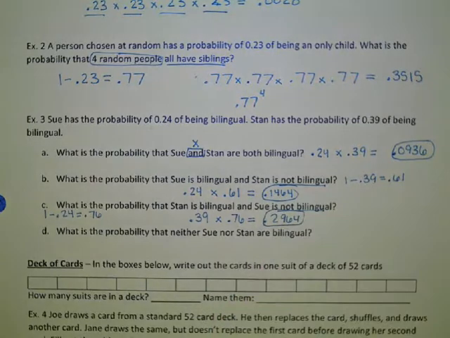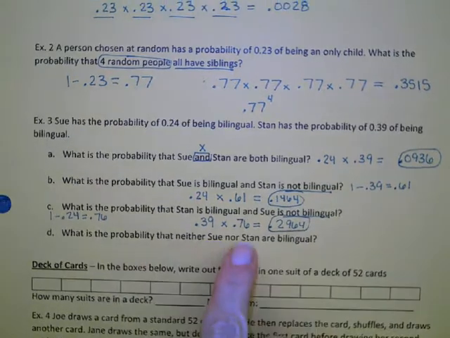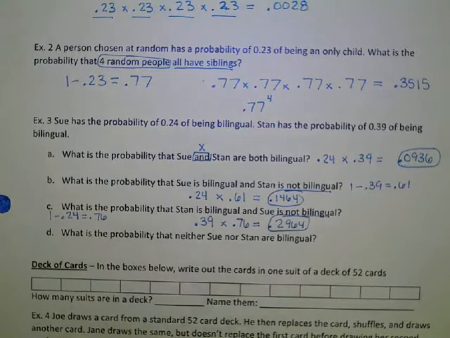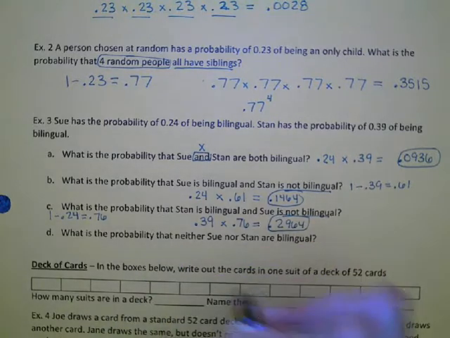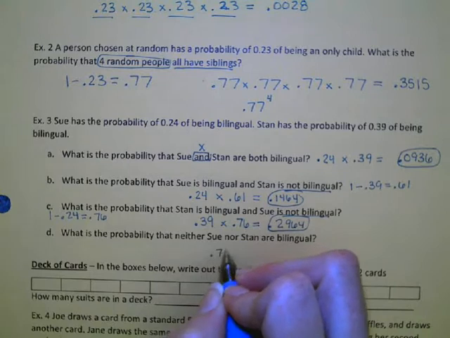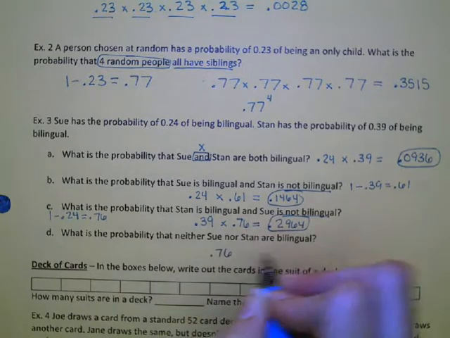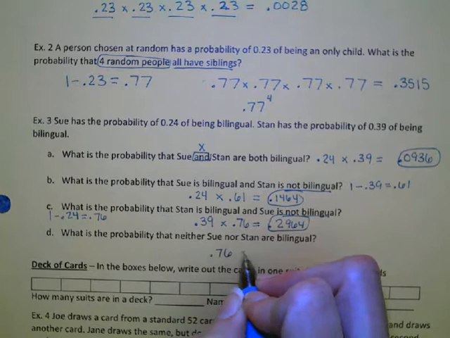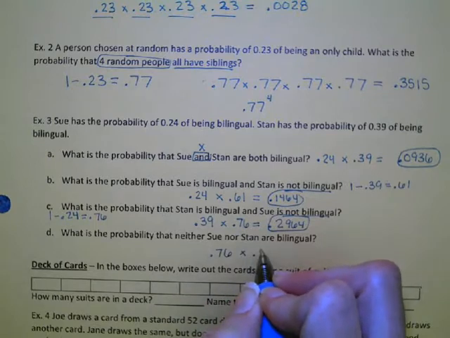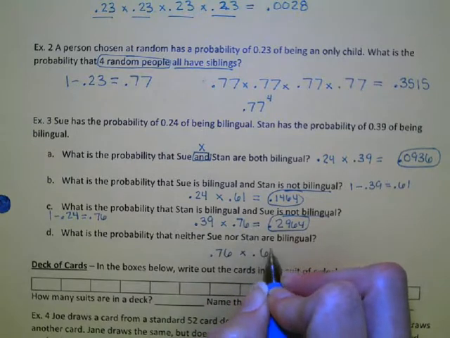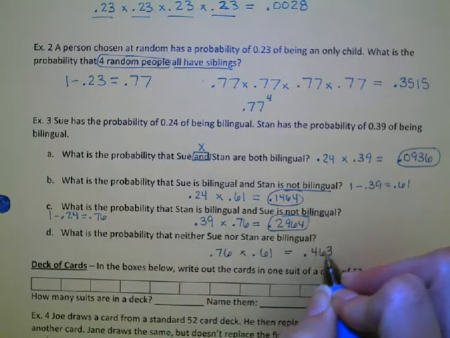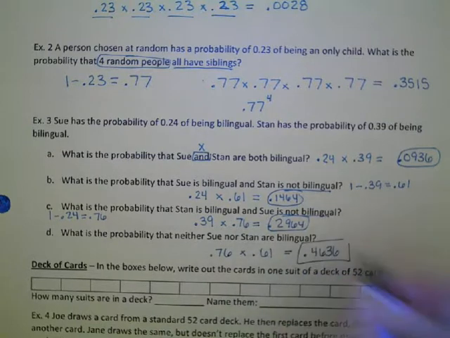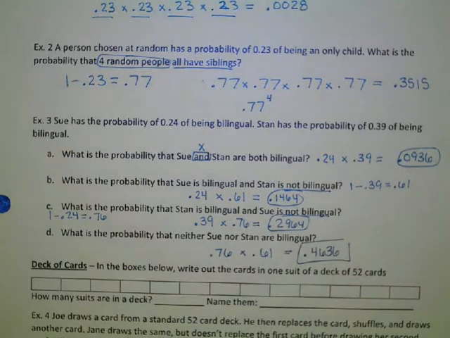This time neither Sue nor Stan is bilingual, so we're doing the not versions of this. Sue not being bilingual is 0.76, and then Stan not being bilingual would be 0.61, and multiply, you get 0.4636. So these AND problems are when you multiply.